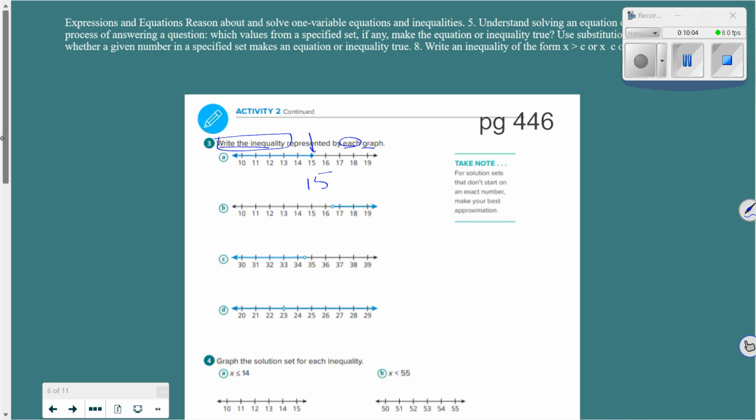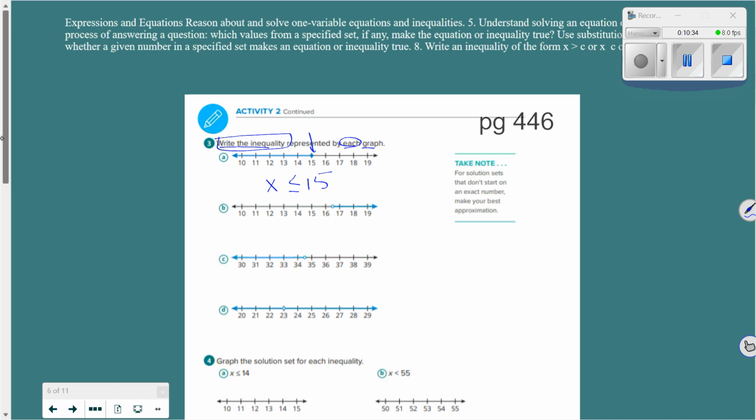Is 15 included in my data set? Yes, that means I'm going to include the little line. Which way is it going? To the left or to the right? To the left. So is that less or greater than? Less. So I know that x is less than or equal to 15. Does that make sense? Yes. Okay?